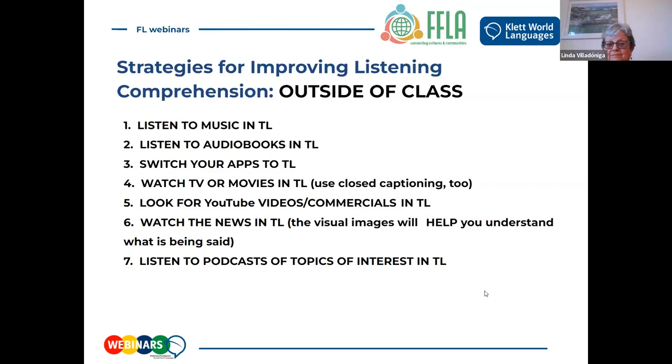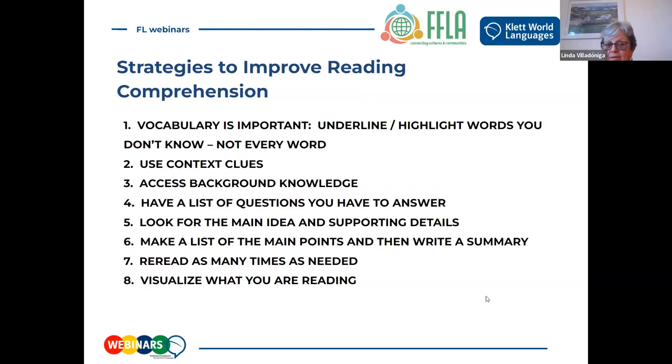Strategies to improve reading comprehension: vocabulary is important. Context clues, reiterate to them how important context clues are. In Spanish, we have so many different context clues, the ending of a word, the ending of a verb, the ending of a noun, things like that, that help them get the gist. Access background knowledge, QWLs. Give them a list of questions so that they can look at the questions before they start reading. They can figure out the main points. And don't trick them. Don't ask little bitty, insignificant nonsense.